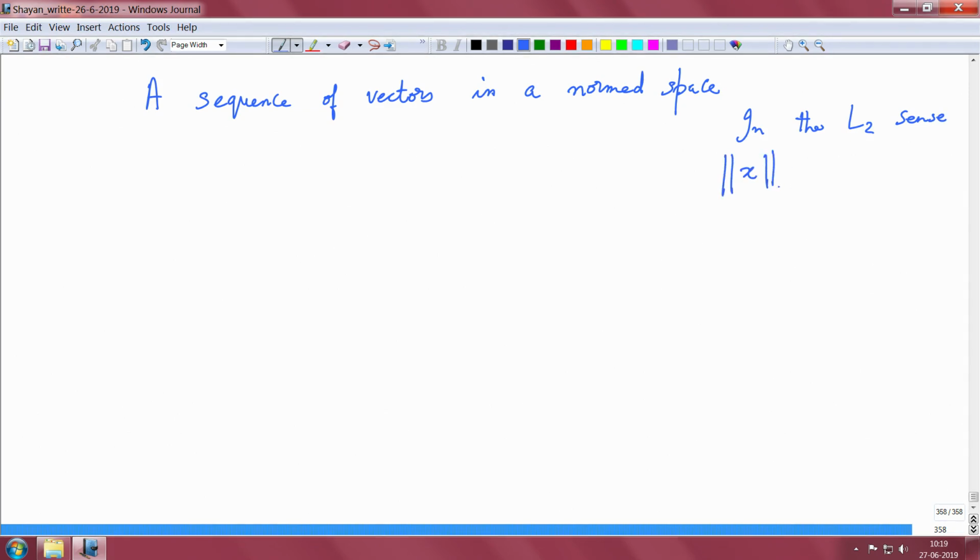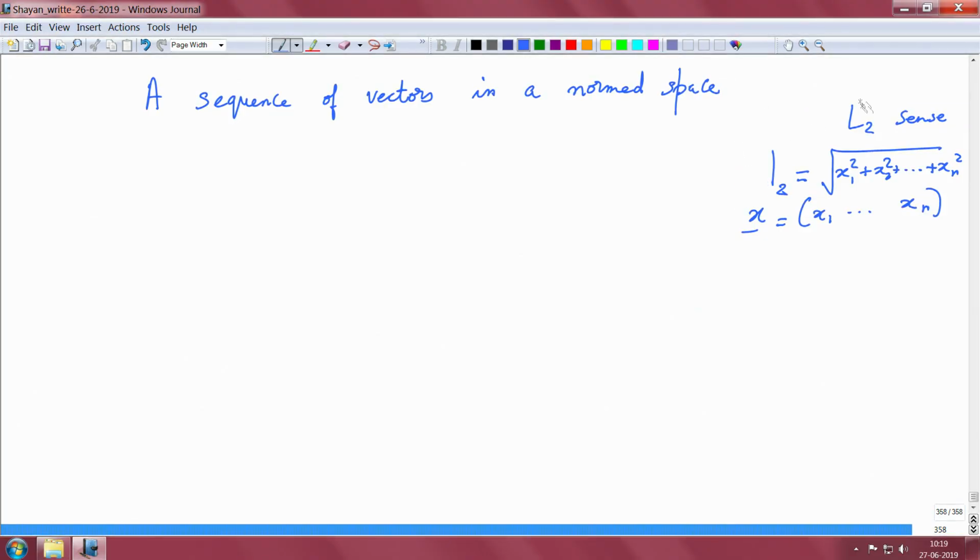For example, in the L2 sense, the norm of x can be written as the square root of x1 square plus x2 square plus dot dot dot plus xn square, where x1, x2, x3 and so on are the coordinates of the vector x. The vector x is basically x1 dot dot dot till xn. So when I talk about a normed space, I mean a vector space that is endowed with a norm. Okay. Let us erase these details so that we do not clutter the slide.